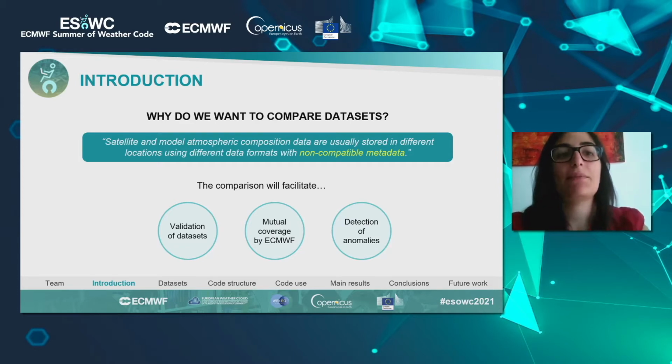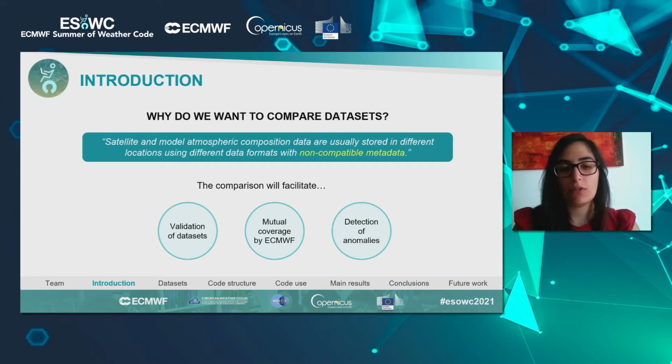So, just to start a bit with the motivation of this project, basically the idea came from ECMWF, and they had three main objectives behind this development. First of all, they wanted to validate different data sets. So it was very important to know if some data sets from some satellites were accurate when comparing them to the CAMS model, which was developed by ECMWF. Once these data sets are considered valid, which is something that is going to happen after this project, the idea of ECMWF is that they can have more coverage of data. And then finally, once everything is implemented, the idea is that it's possible to detect anomalies and problems in the data sets when comparing them against each other.